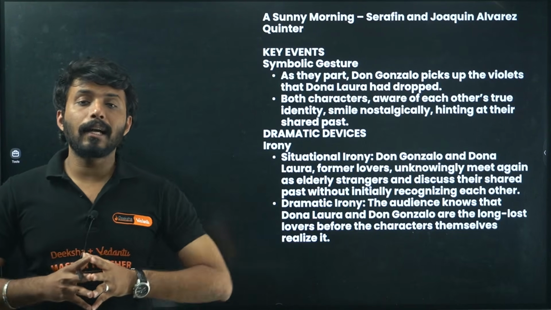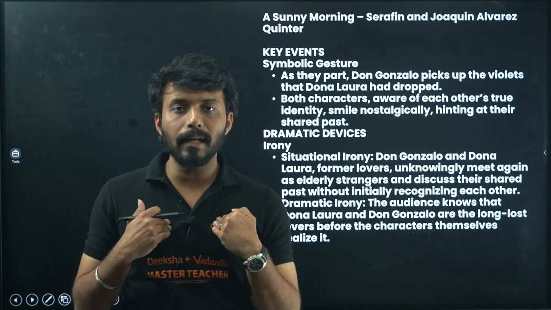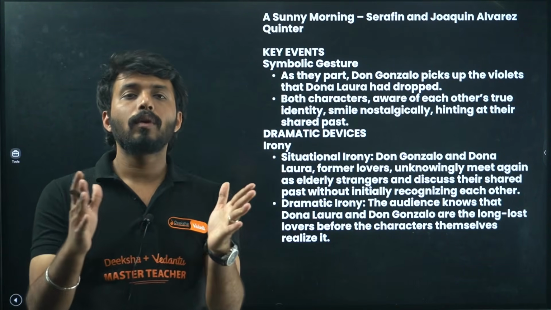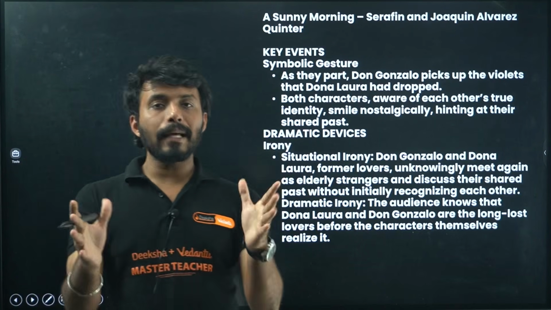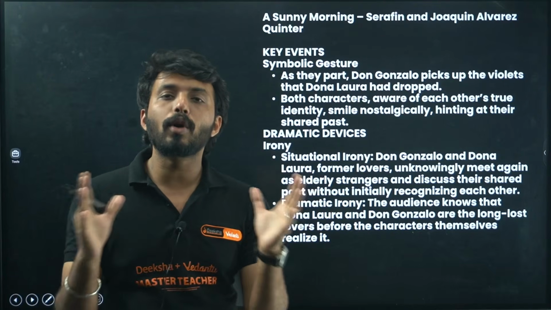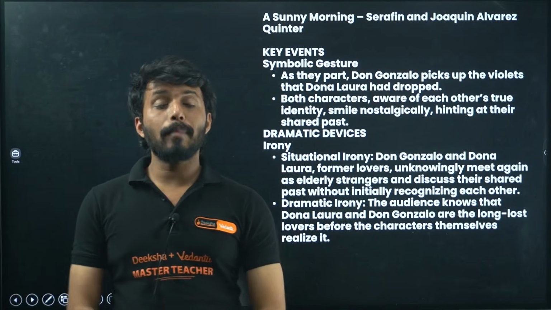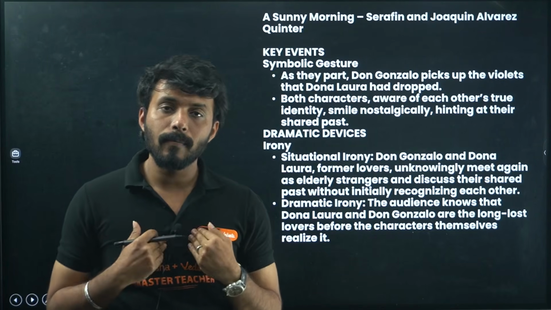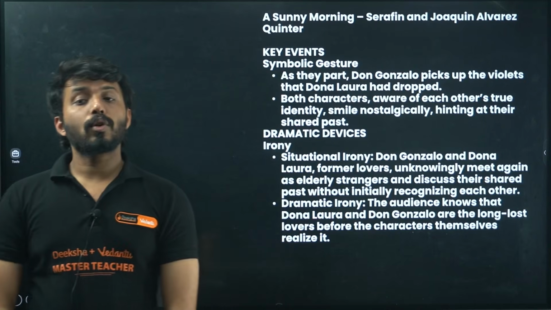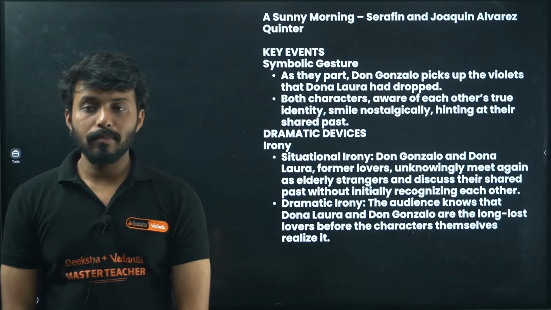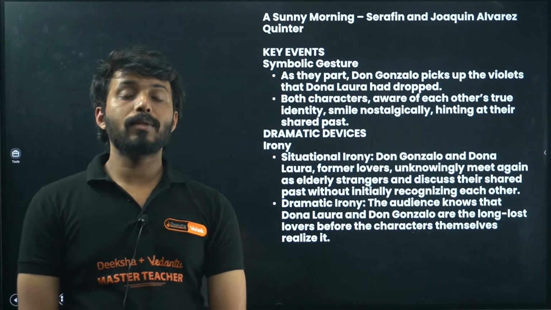The other irony that they employ in the play is dramatic irony. Dramatic irony meaning the third person, that is we as the reader, know that they are talking to the long lost lover. They both are talking to each other, the long lost lover. So before they realize that both of them are talking to their long lost lovers, we as the reader realize that they are talking to each other. So that is dramatic irony. So we as the viewer or the reader get to know that the other person is the long lost lover. So the audience knows that Donna Laura and Don Gonzalo are the long lost lovers before the characters themselves realize it. So that is a very beautiful way of using irony in the play.